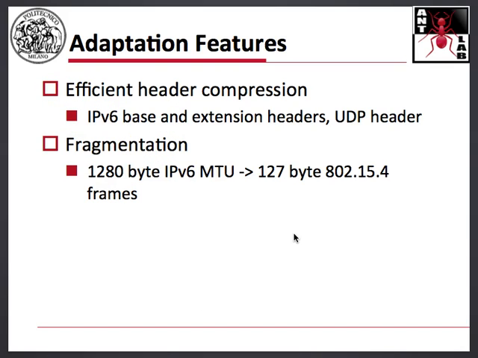The second functionality is fragmentation. As I probably have told you already last time, since we might have long IPv6 packets up to 1200 bytes, and since we have short layer 2 frames up to 127 and something bytes, we need some adaptation functionalities which handle the fragmentation. So it takes the original IPv6 packet and slices it down into different chunks, such that each chunk can be fitted into one layer 2 frame.